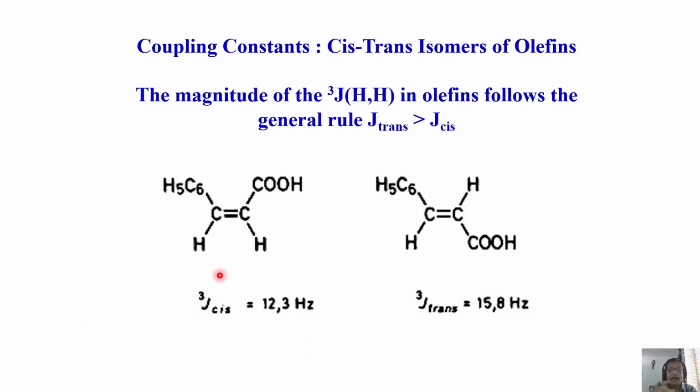It can also distinguish cis-trans isomers in olefins. As I told you, trans coupling, by the general rule, is larger than cis coupling. Look at this molecule. If these two protons are in cis configuration, coupling is of the order of 12.3 hertz. If it is in trans configuration, it is nearly 16 hertz. Very large. So based on the coupling strength, you can distinguish cis and trans isomers. That's very useful information.